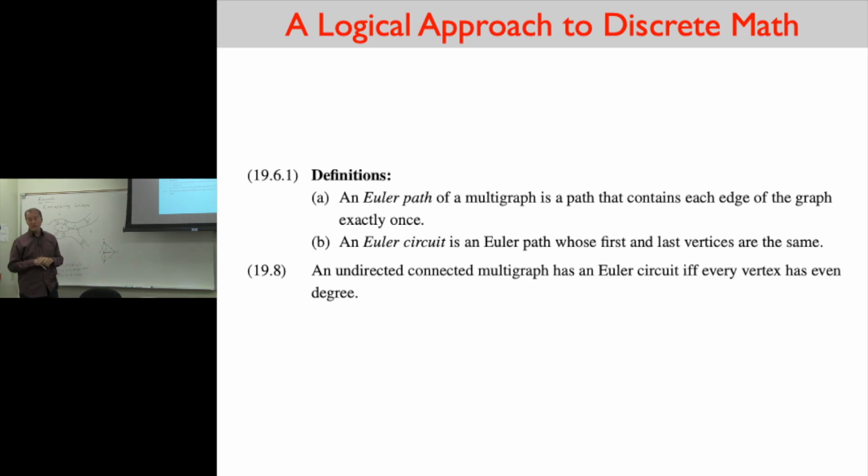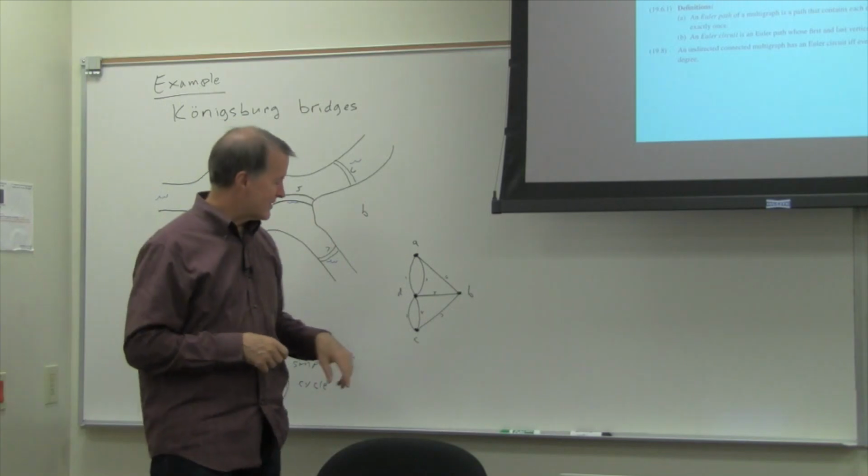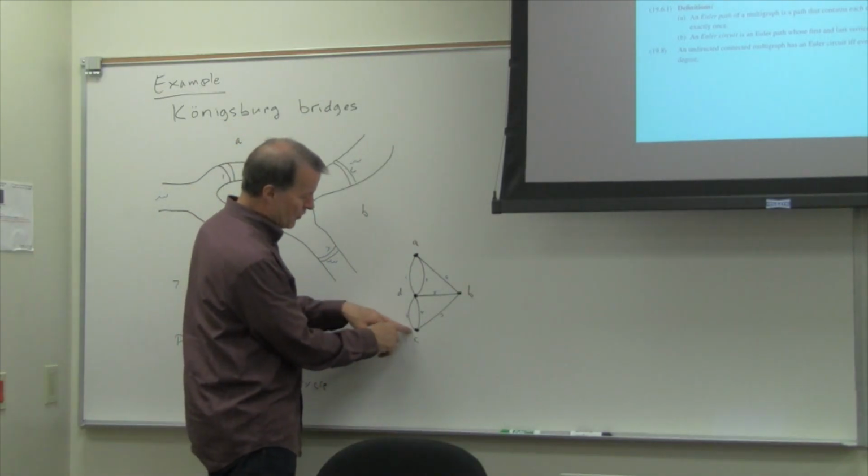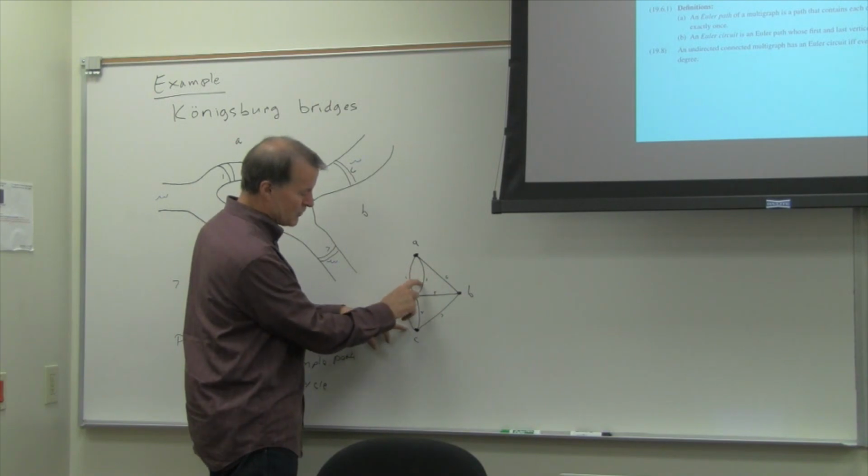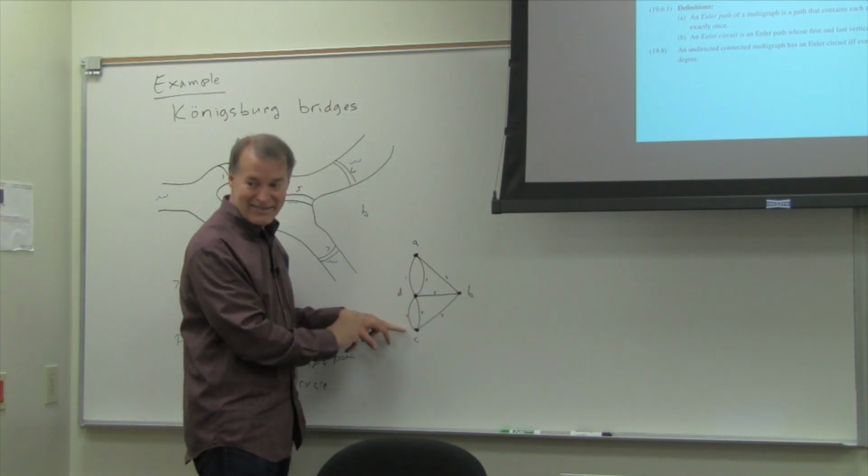Then there would be an Euler path, and how would it have to be configured? It would have to start at one of the vertices with odd degree and end at the other one with odd degree. Because after all, if you're going along a path and you go into here and then out of here, you're using up two of the bridges. Right?